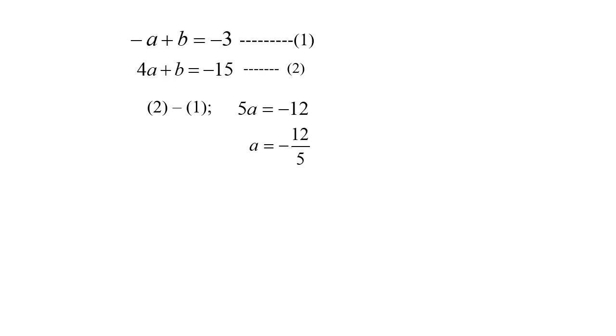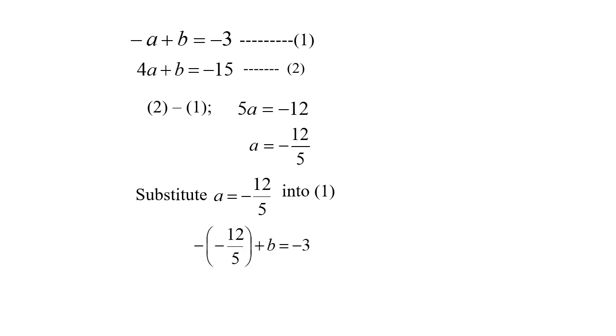To get the value of b, we just need to substitute this value of a into one of these equations. So substitute a equal to negative 12 over 5 into equation number 1. What we get is negative of negative 12 over 5 plus b equal to negative 3. So b is equal to negative 27 over 5. So we get the values of a and b by using the definition of continuity. Done. So that's all for this chapter.